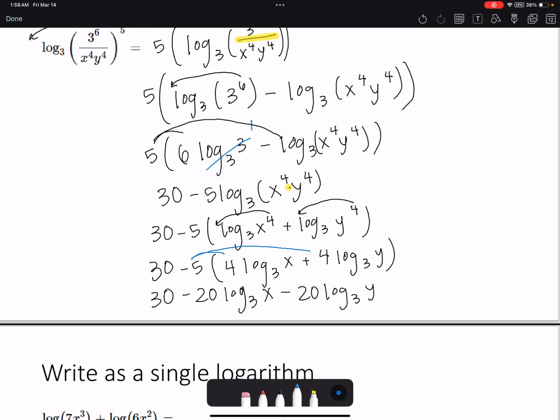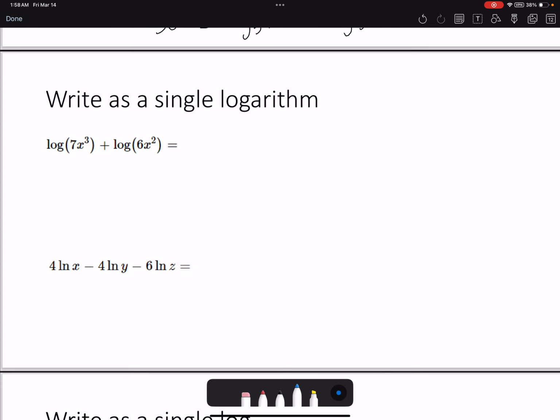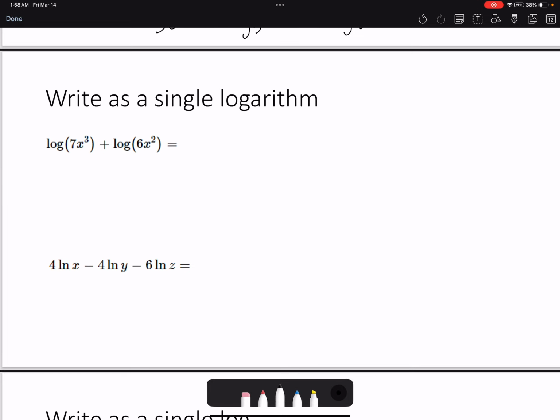Okay, you can also be asked to take an expanded logarithm and write it back into a single logarithm. And that would look like this. So we have log of 7x cubed plus log of 6x squared. This plus means that we can combine them in multiplication. So that'd be 7x cubed times 6x squared. And we can just multiply those together. So that would be log of 42x to the 5th.